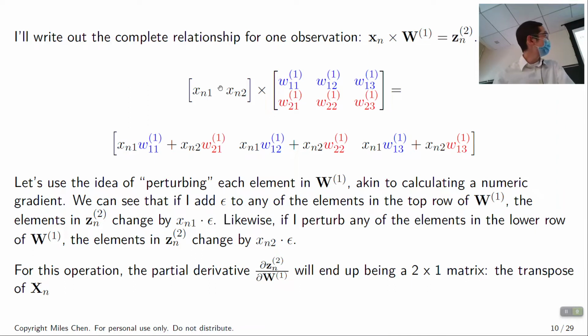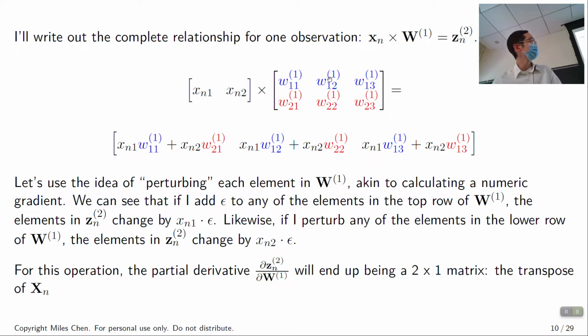Okay, so again, when we take a look at this operation of taking the nth row in x and multiplying it by our first weight matrix, we can see that we got a 1 by 2 multiplied by a 2 by 3, and we get a 1 by 3 thing. And we say, well, how does this result change with respect to changes in any of these things? So if I perturb any one of these things in the top row, it's going to change by a factor of xn1.